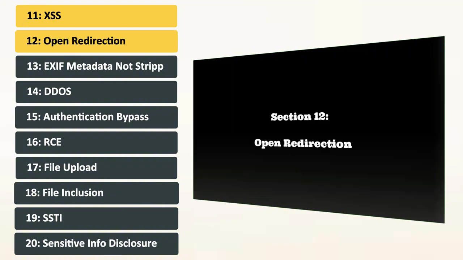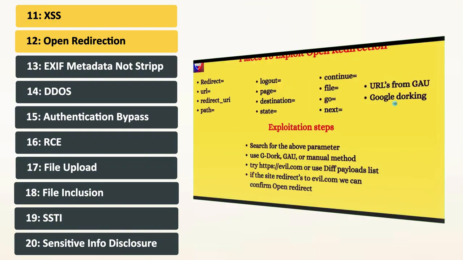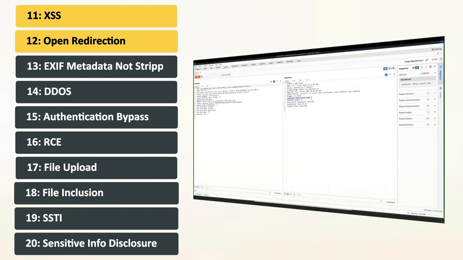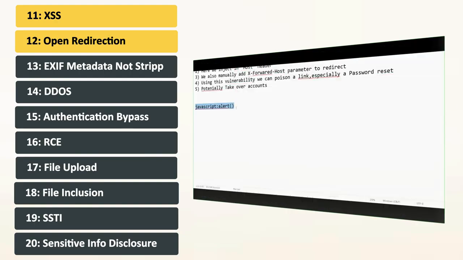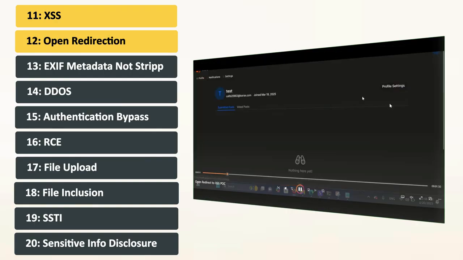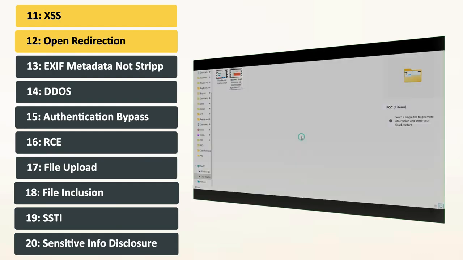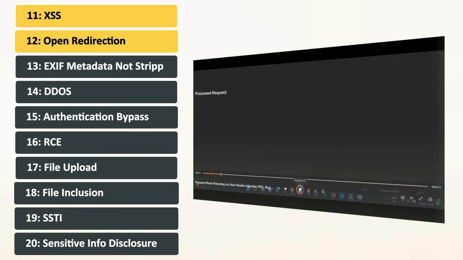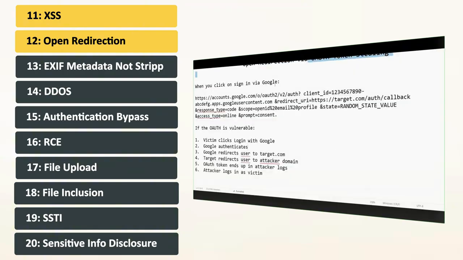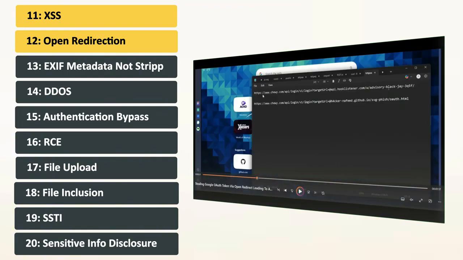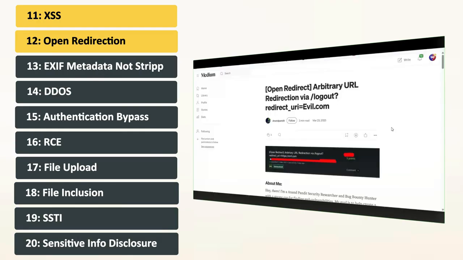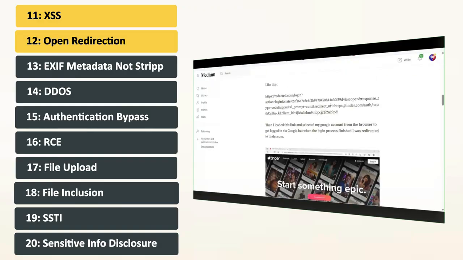Section 12 will be open redirection. So here we'll be understanding the basic concepts of open redirection bug, and we'll be diving into live hunting of open redirects via different types of methods, which includes host rejection, via manual method, via poison links, and via Google Docs. Followed by that, we'll also be looking into different types of private POC videos, and finally HackerOne breakdown of reports, guys.